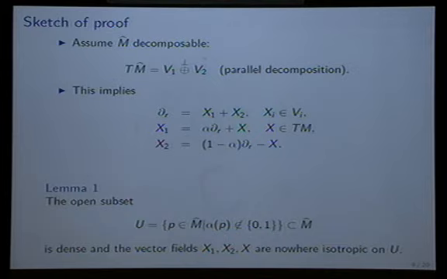And it turns out that this open subset is dense. It is a dense open subset, so this is a lemma. So in particular, it's non-empty. And the vector fields X1, X2, and X, they are nowhere isotropic on U. So this is useful information. So whenever we consider a point in U, we know that these three vector fields are non-null. They are not isotropic. This follows from these formulas, this statement, and the fact that it is dense needs some proof.